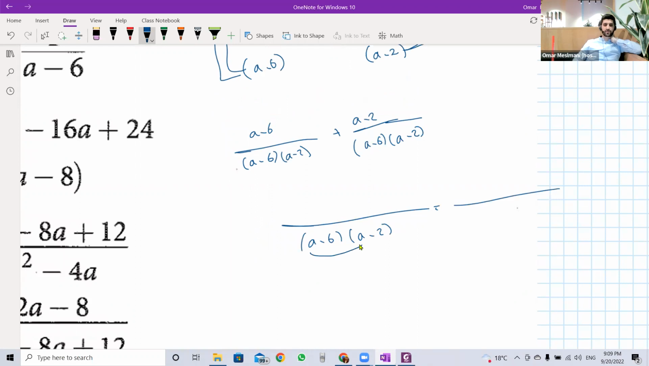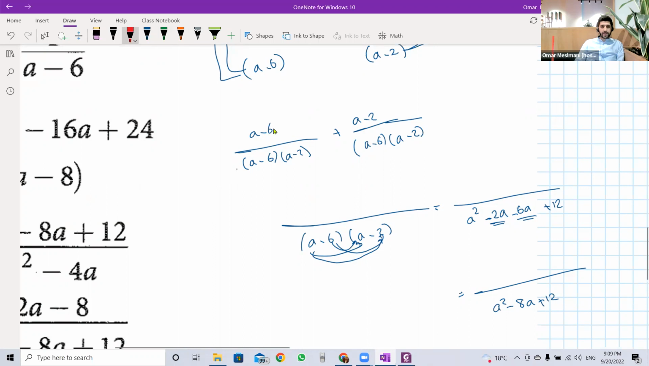Let's multiply using the rule FOIL, as you said, Mr. Barak. A times a is a squared. A times minus 2 is minus 2a. Minus 6 times a is minus 6a. And minus 6 times minus 2 is plus 12. Again, I'm dealing only with the denominator. A squared, now minus 2a minus 6a is minus 8a. A squared minus 8a plus 12. Any problem so far? No.